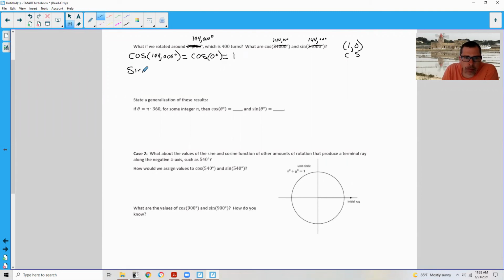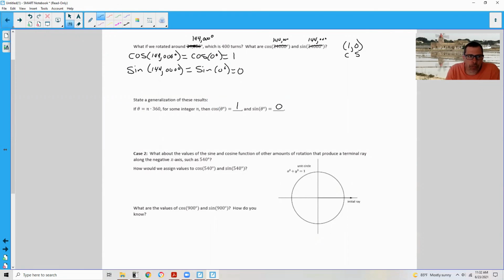The sine of 144,000 degrees equals the sine of 0 degrees, which equals 0. So if theta equals n, the number of rotations, times 360 for some integer n, no decimals, fractions, then the cosine of theta is always going to be 1 and the sine of theta is always going to be 0.